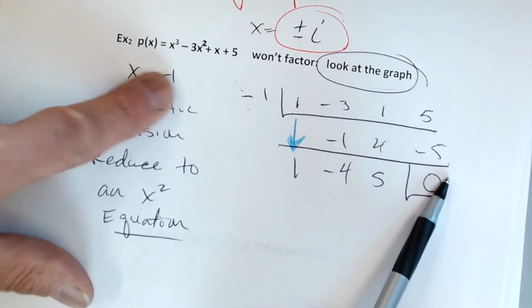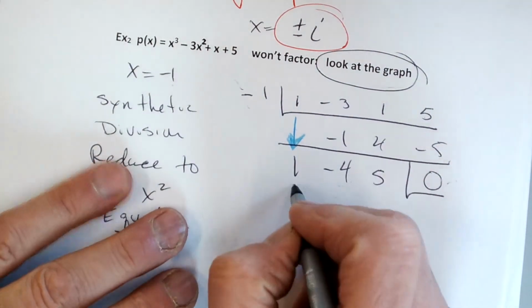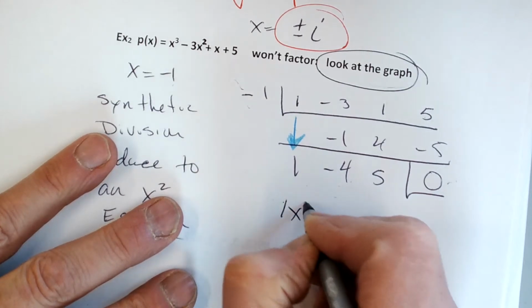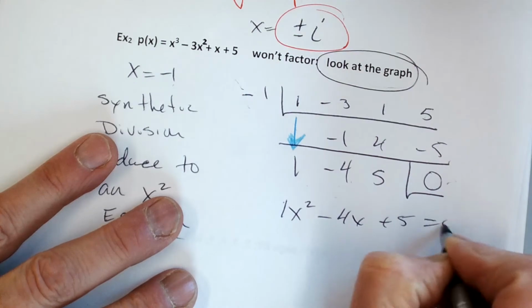Does that make sense? I already knew this was a factor because it was a 0, okay? Now, what do I have? I have 1x squared minus 4x plus 5.